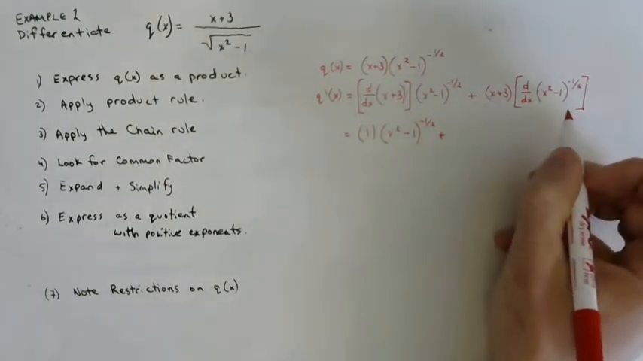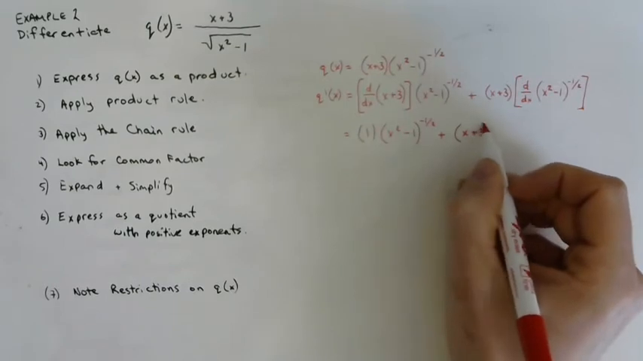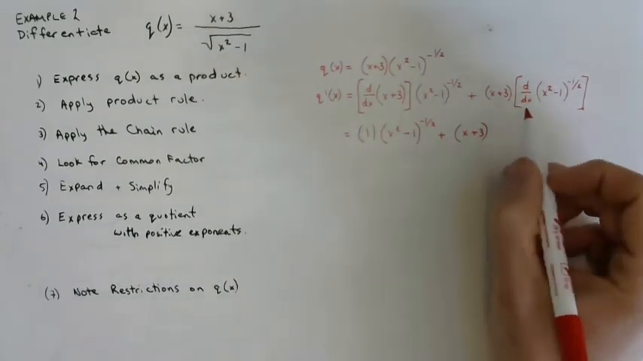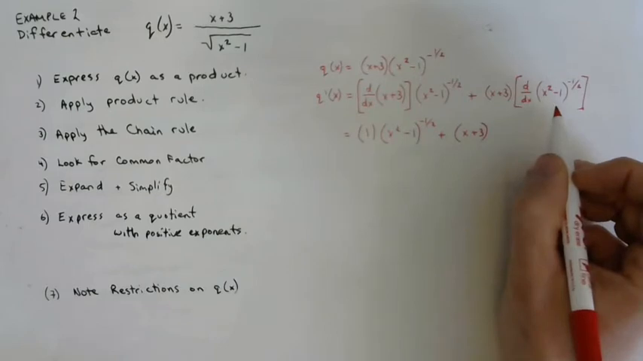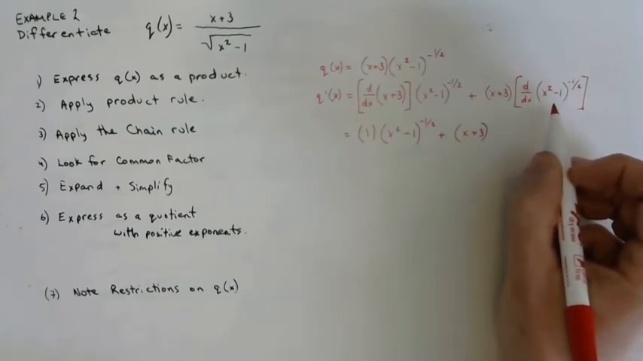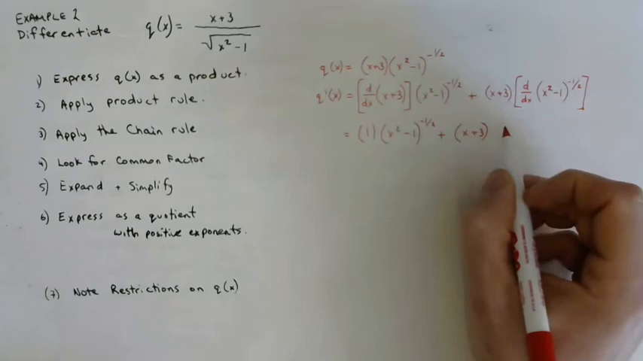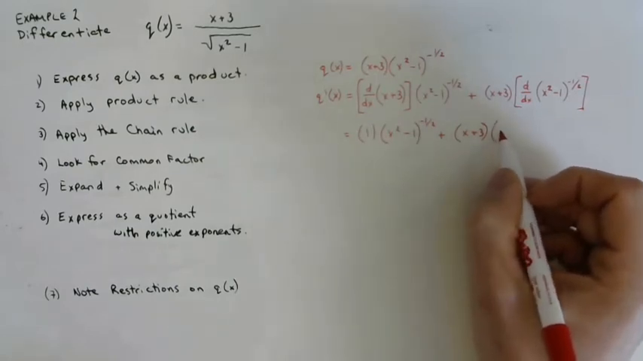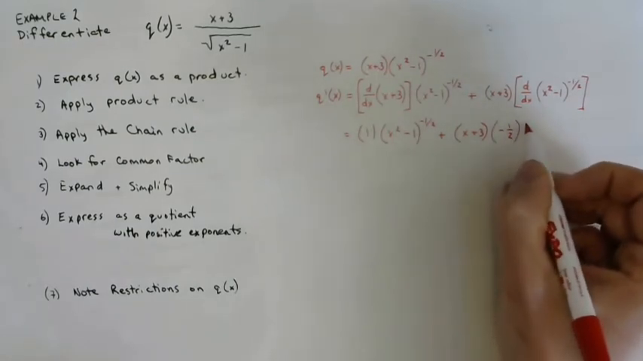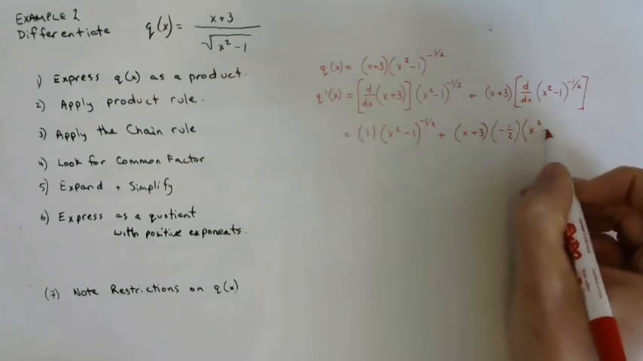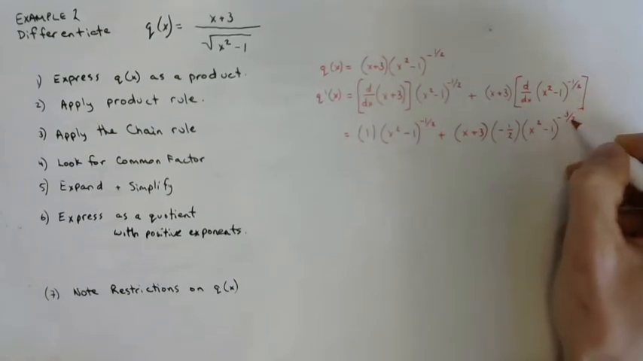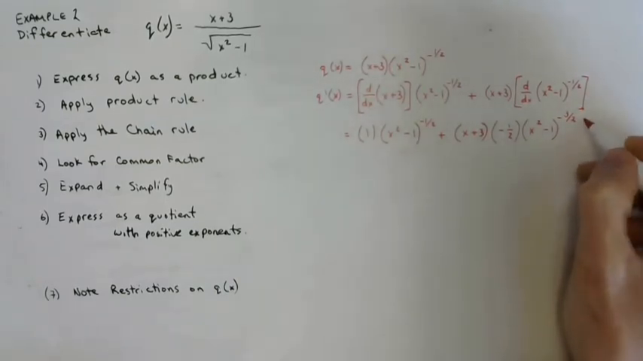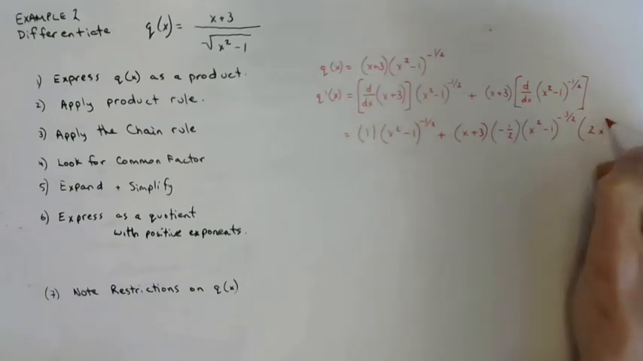And for the second part, we're going to copy down our first function, x plus 3, and then we have the chain rule because we have a composite function. So we're going to take the derivative of the outer with respect to the inner, and then multiply it by the derivative of the inner. So the derivative of the outer is negative 1/2 with respect to the inner, x squared minus 1, and our exponent is going to drop 1 to negative 3/2. And then we still need to multiply by the derivative of the inner, which is 2x.